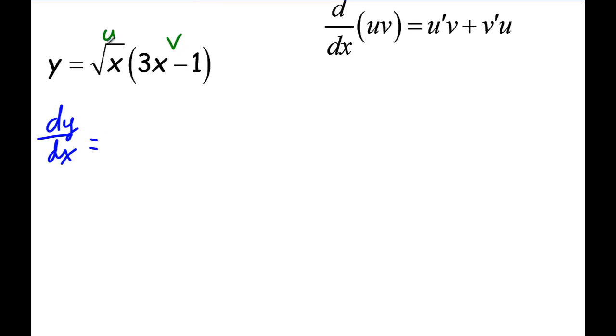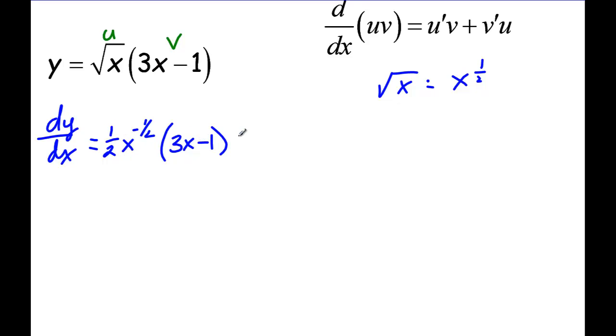dx is equal to the derivative of this. Now remember, the square root of x is simply equal to x to the 1/2 power. So when we take its derivative, in other words, the u prime that we're trying to find, it's 1/2 x to the negative 1/2 times v, which is the original v. So we write that whole binomial. So this is u prime v plus, now we do v prime, which is 3, times the original u, which is radical x. And that is the answer.